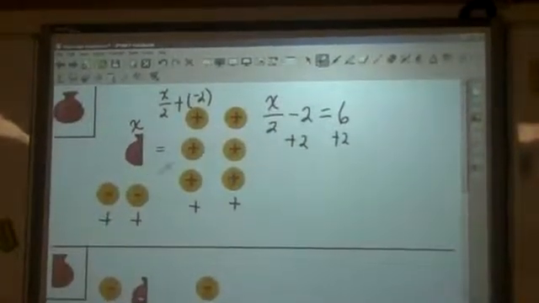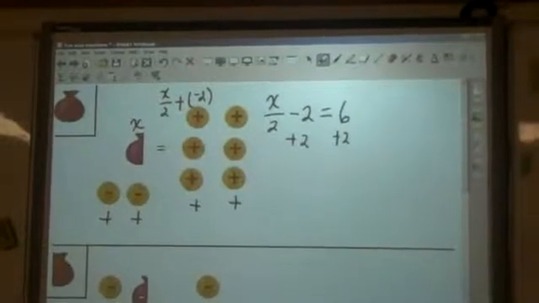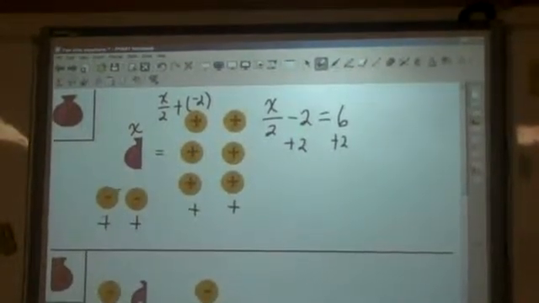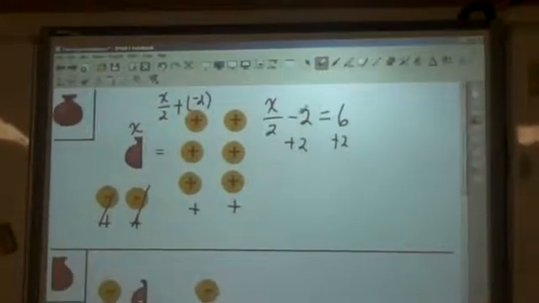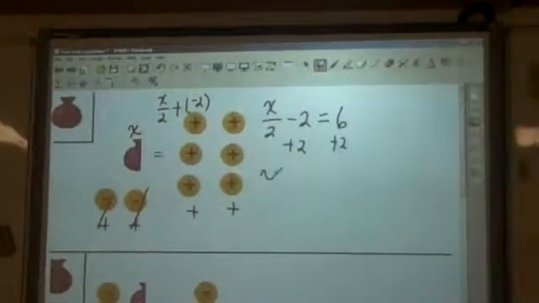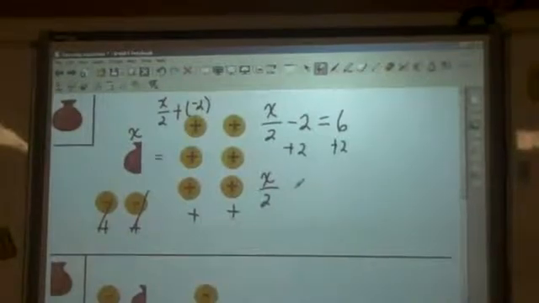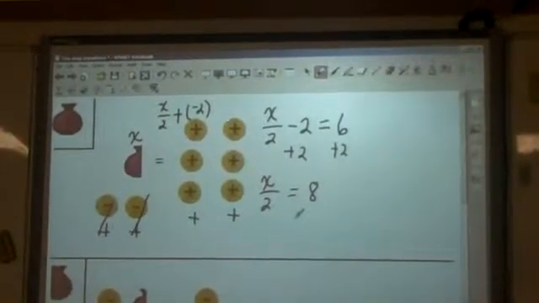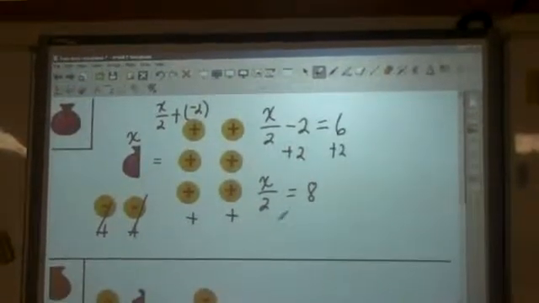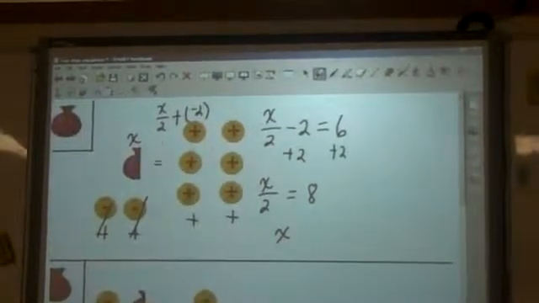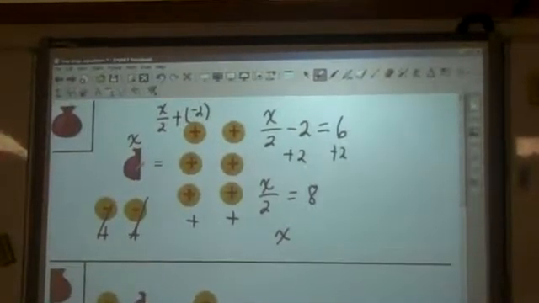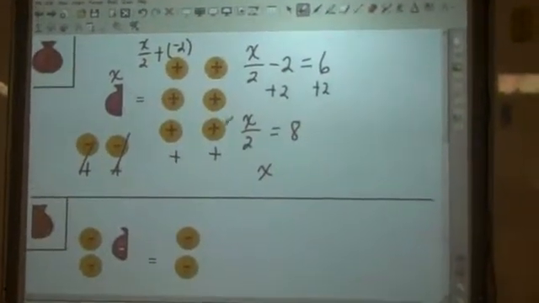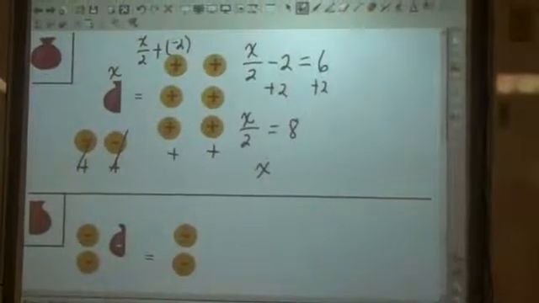Well, now what do I have? Since these are opposites of each other, or additive inverses, they evaluate out to 0, which leaves me the bag divided in 2 equals 8 positive coins. Now, if I want to know how many coins are in a full bag, and since I have half a bag, I need to double that bag to get a full bag. So I need to have 2 of these.